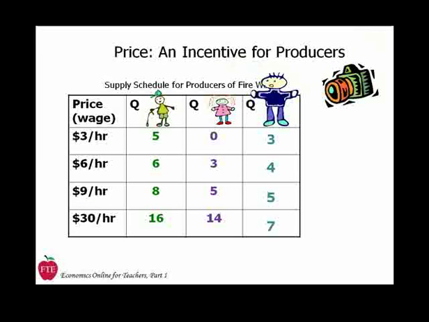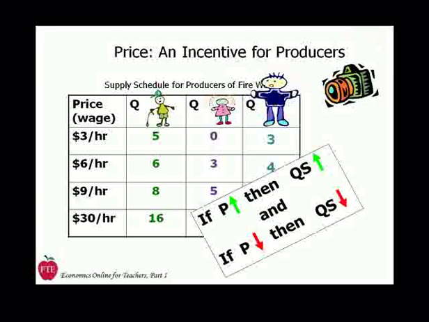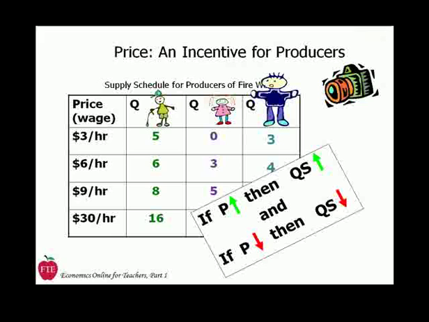Different kids, different situations, different willingness to supply. But there's a pattern, isn't there? A relationship between price and the quantity each student is willing to sell me, which we've labeled QS, or quantity supplied. And it seems to be the opposite of the relationship between price and quantity demanded.